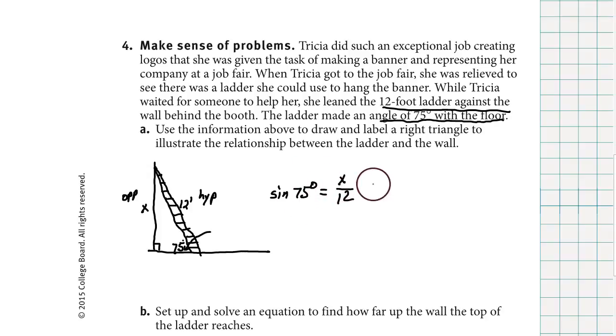We can solve this for x by multiplying both sides by 12. When the 12s cross out, the letter x is alone. Take your calculator and go 12 times sine of 75 degrees. The answer is 11.6 feet. Because we're doing a real-world problem, it's important to include the unit of measure with the answer. So the ladder is 12 feet long, but because it's leaning diagonally, it does not reach 12 feet up the wall, only 11.6 feet up the wall.